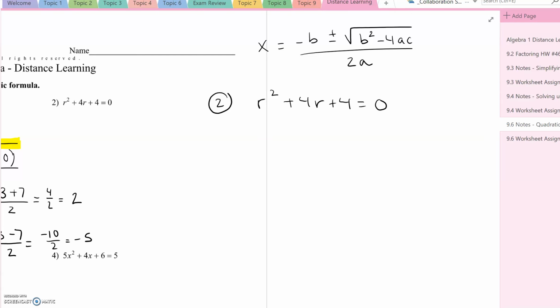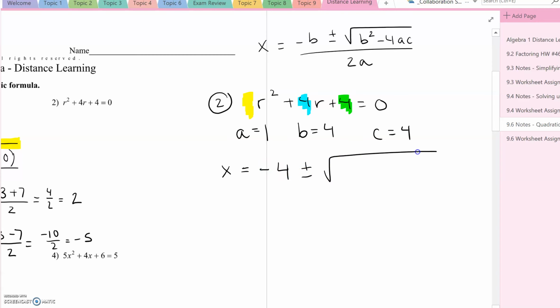Okay, so now that we're going on to solve this using the quadratic formula, let's first label our a. Our a value is the number in front of the r squared, so it's just a 1. Our b value is the number in front of the r, so it's just a 4. And our c value is this 4, the number by itself with no variable. Alrighty, so setting up our quadratic formula, we have -b, so -4 plus or minus the square root of b squared, so 4 squared minus 4 times 1 times 4 all over 2 times 1.